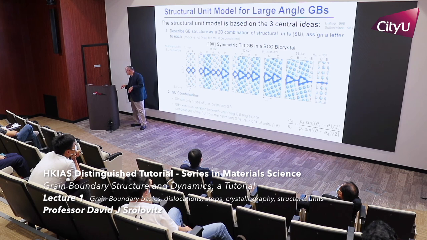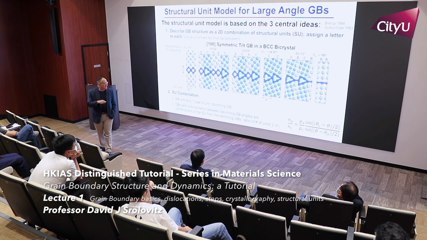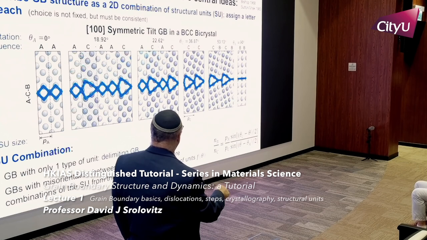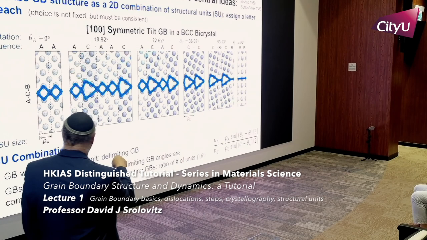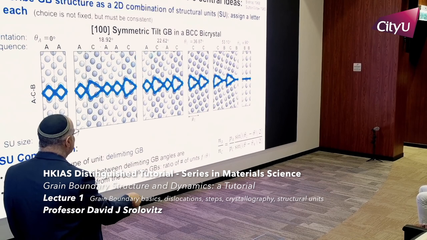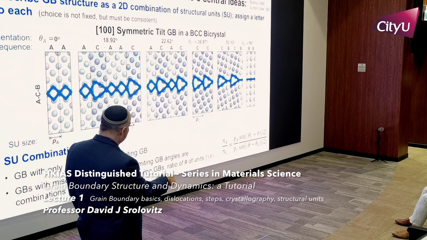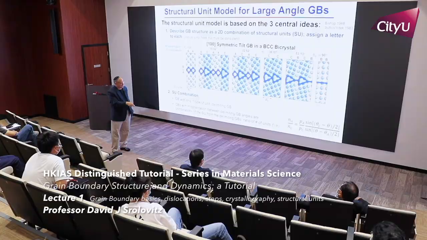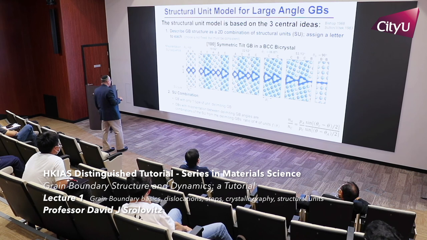Now, how many of each unit do I have? Well, it depends on the size of that unit. PA and PC, those are the size that way. Theta C corresponds to 36.87. We only have C units. This one, theta A, corresponds to 0 degrees. And so the ratio of the number of A units to C units just depends on the size of the units and these angles. Okay? So not only do I know that they're composed of all of A and C units, I even know how many of them there are. Okay? One last piece, and then we can pull it together and do an energy.